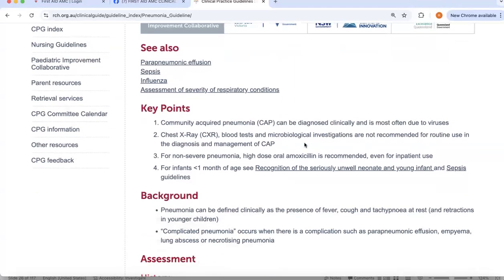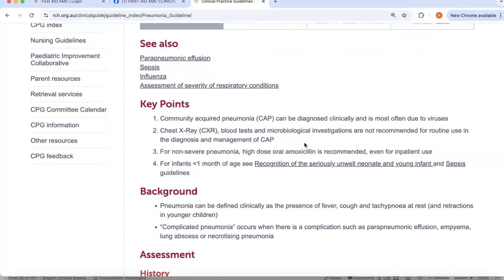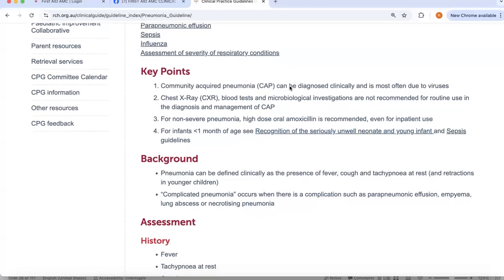So community-acquired pneumonia is the most common cause of pneumonia, right? Community-acquired pneumonia can be diagnosed clinically. Chest X-ray, blood tests, and microbiological investigation are not recommended for routine use. So just because you think someone has pneumonia doesn't mean you will need to do a blood culture, lots of blood tests, chest X-ray, or maybe even a swab. It's not routinely performed, because if it is a non-severe pneumonia, your clinical diagnosis is enough. And you can just treat them with oral antibiotics. That's enough.